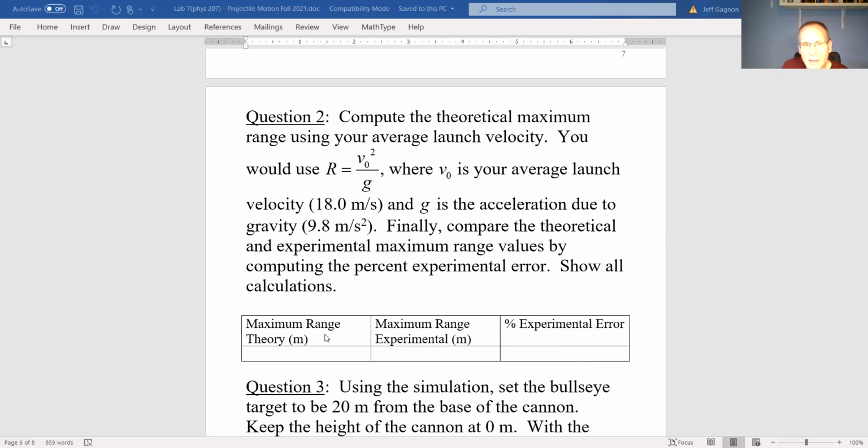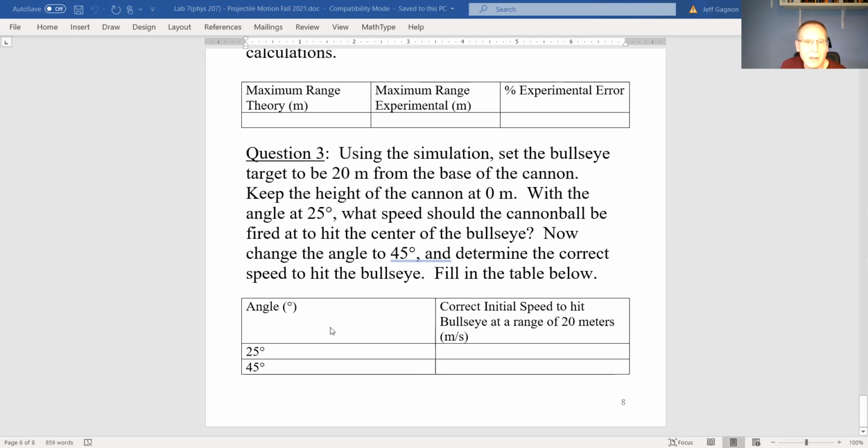All right, then there's just one last thing I want you guys to do with the simulation. This is the last question here, question 3. It says, using the simulation, set the bullseye target to be 20 meters from the base of the cannon. Keep the height of the cannon at 0 meters. With the angle at 25 degrees, what speed should the cannonball be fired at to hit the center of the bullseye? And if we increase the angle to 45, what speed do we need to correctly hit the bullseye? You don't have to show any calculations for this part, but you just have to come up with the correct initial speed to actually hit the bullseye when it's 20 meters away.